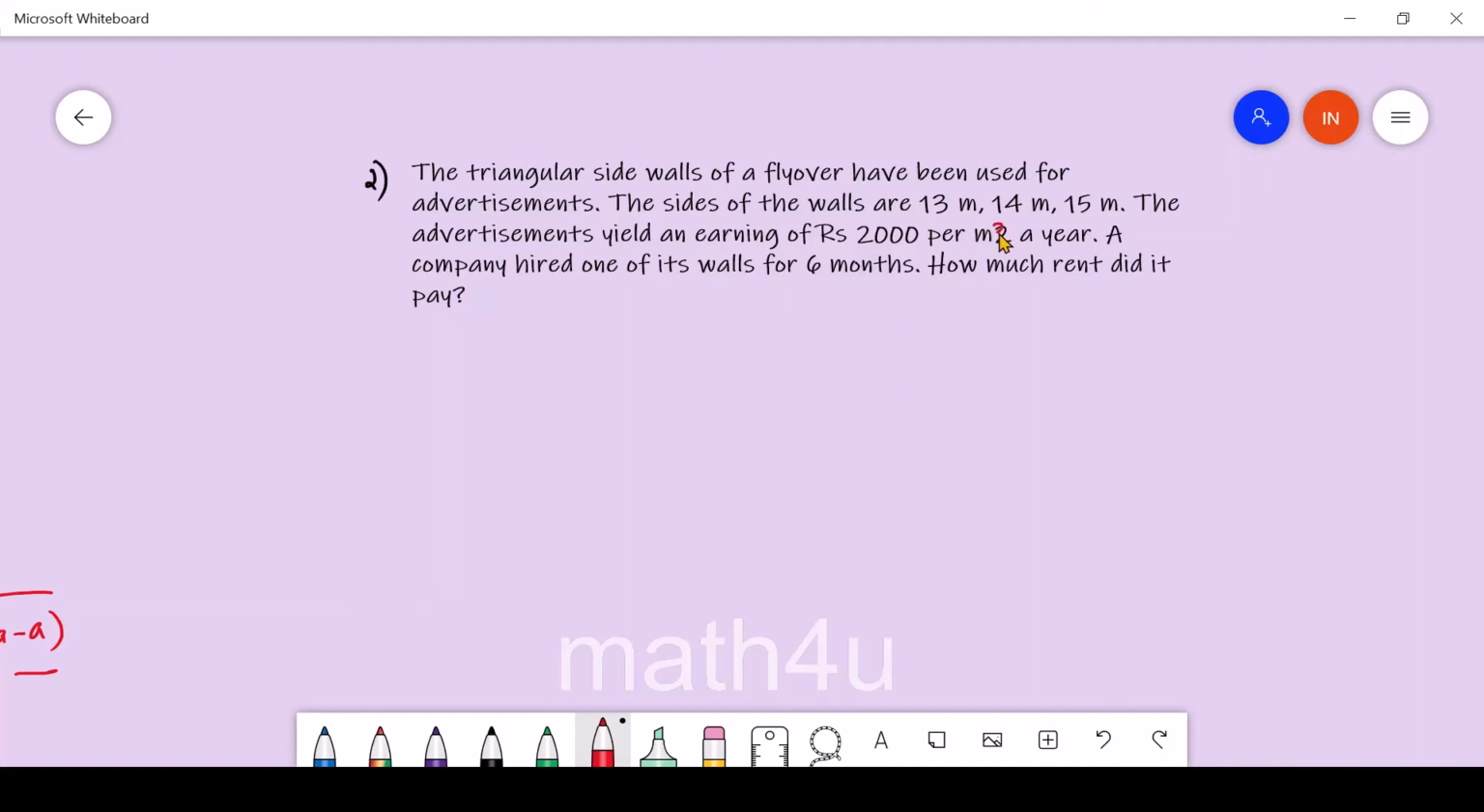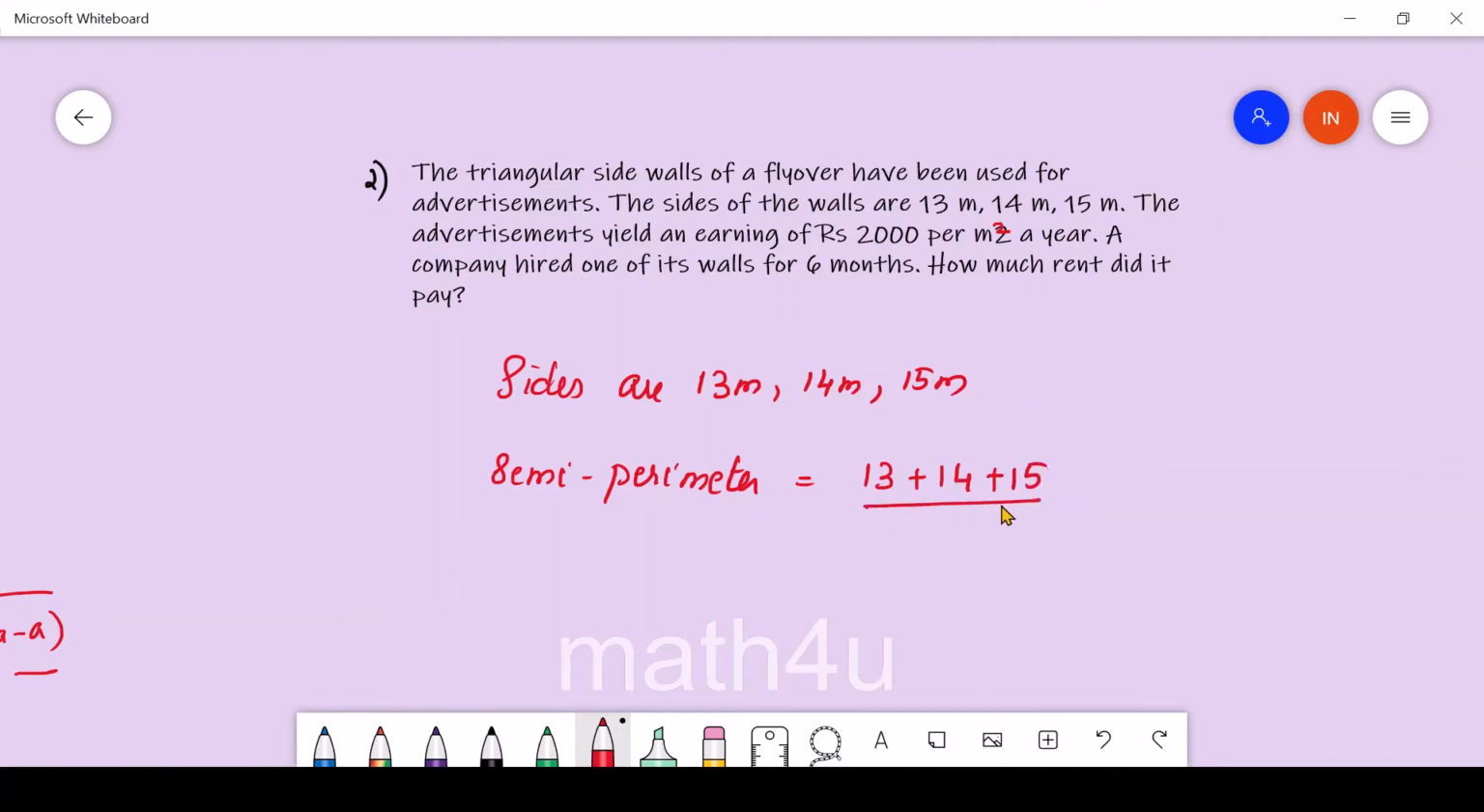This is meter square. Okay, so how can we find out? For this also the sides are given. Sides are 13 meters, 14 meters, and 15 meters, right? So now let us find out the semi-perimeter. For this purpose, we have to get the area first. Then only can we find out the rent to be paid, right? So semi-perimeter: add all these together, divided by 2. Very good. This is equal to 42 by 2, and you will get it as 21 meters.